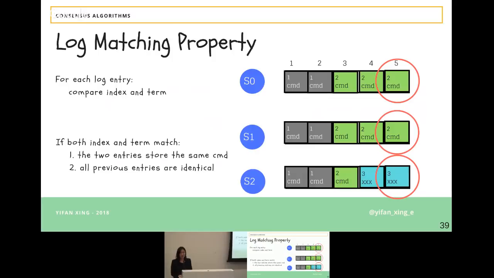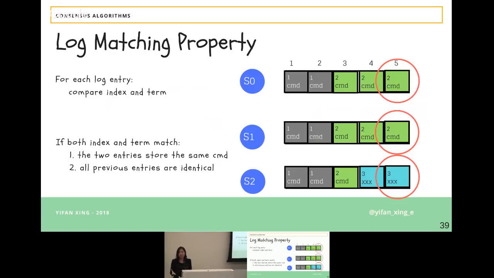Because of that, we can rely on the log matching property that is used in Raft. For each log entry, you compare the index and the term. If at a certain index the terms are identical, that means the 2 entries have the same command, and everything before this entry is identical. One example: if you look at servers 0 and 1, at index 5 they both have term 2. Because of that, we can assume 2 things. 1, they have the same command in the log entry. 2, every single entry before this current entry is identical. Those are the 2 things that we can use. It's called the log matching property.